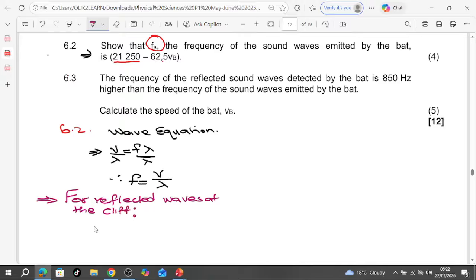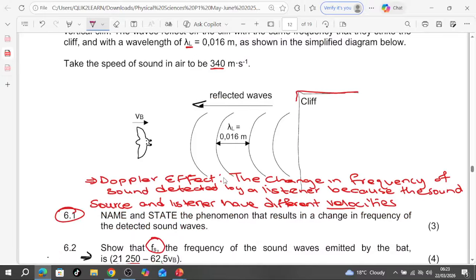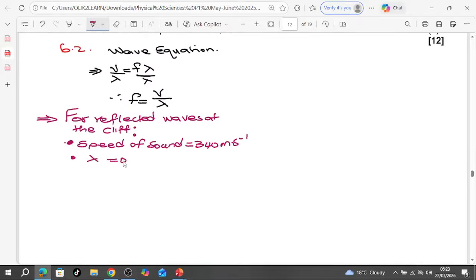So my frequency, okay, let's start with the speed of sound. We are given the speed of sound. They said we should take it as 340, so this will be 340 meters per second. And then the wavelength, lambda, was given as the reflected wave. We have lambda as 0.016. Guys, just write what you are given, and then do the substitution. You'll know what to do next.